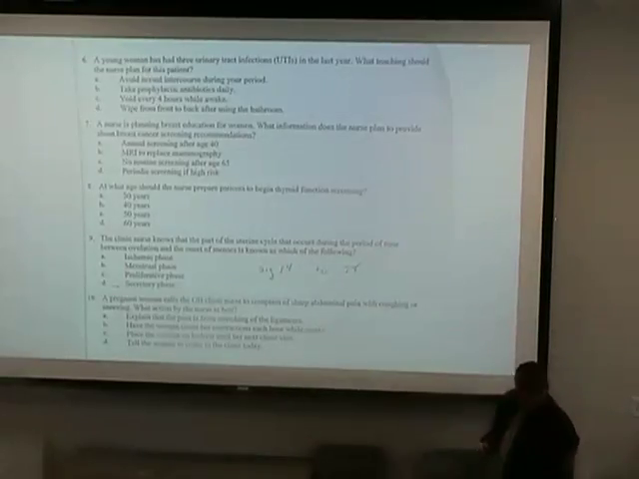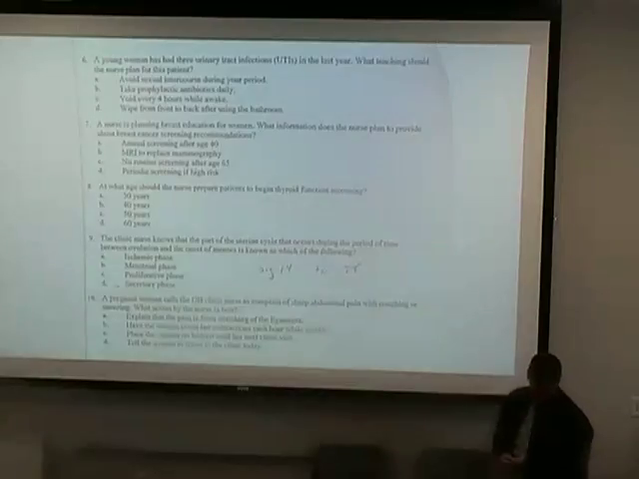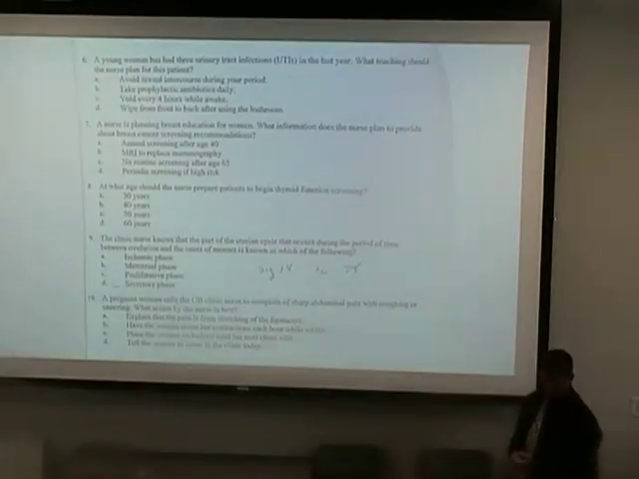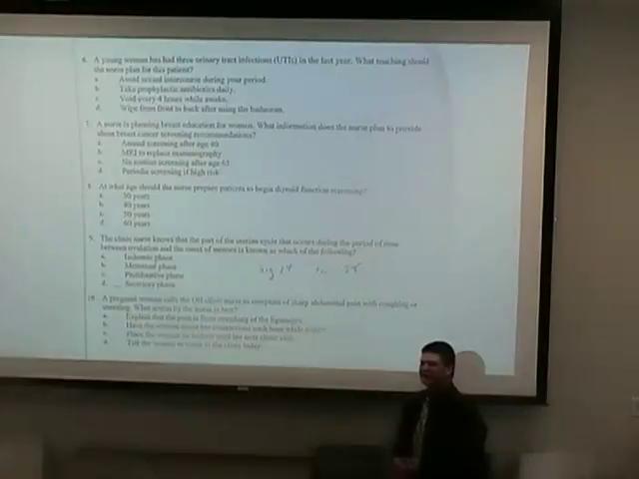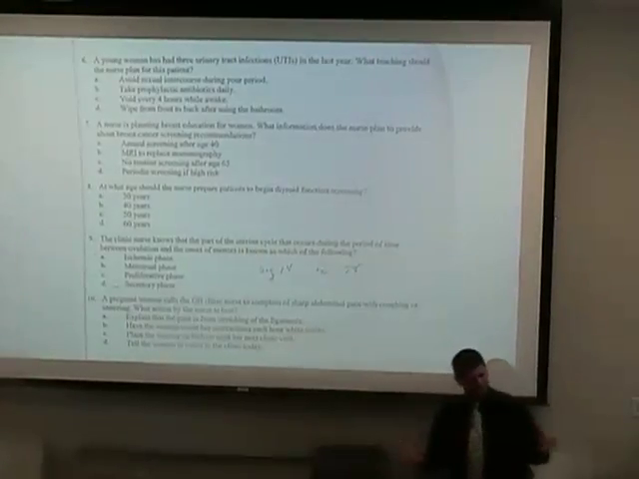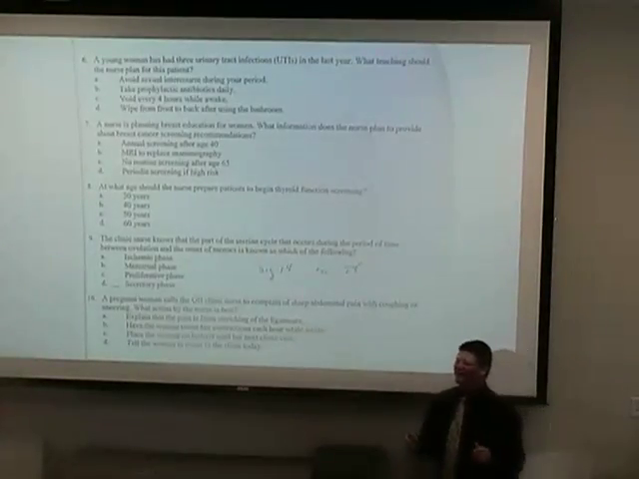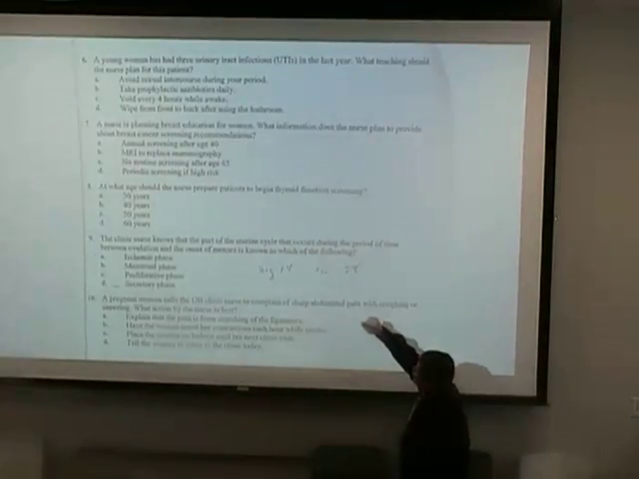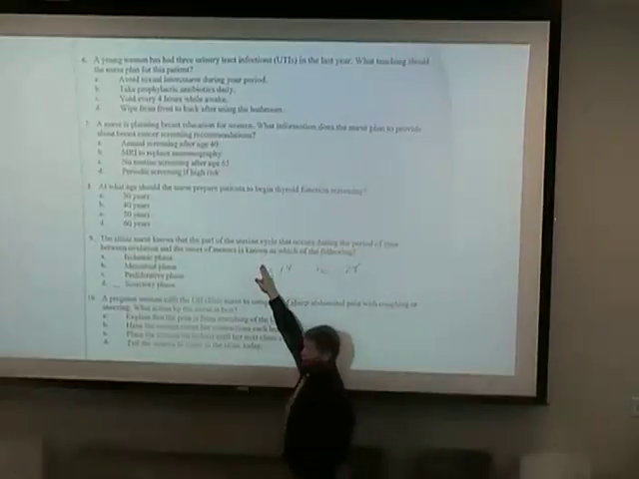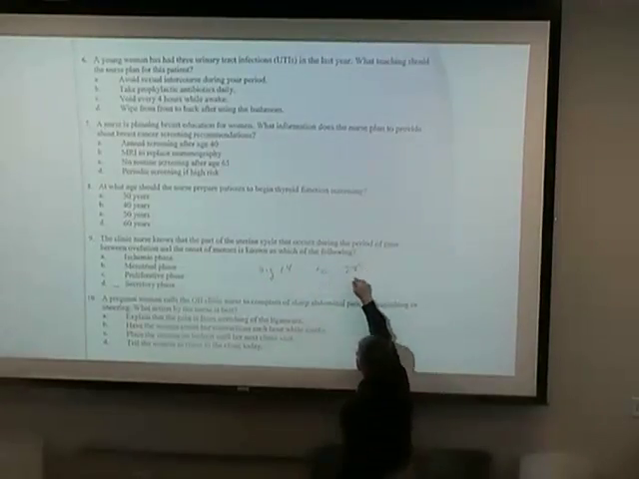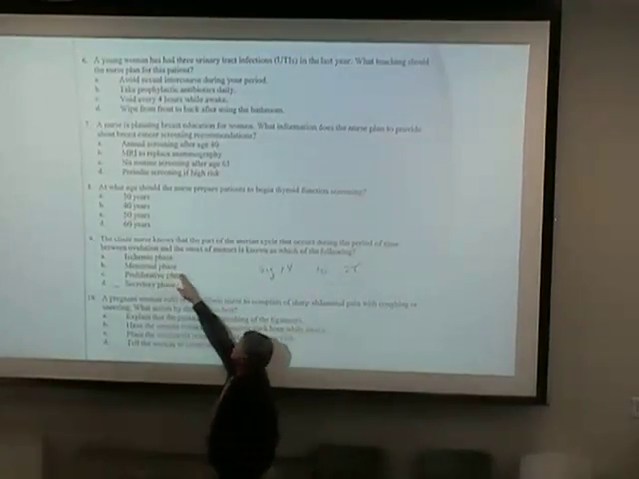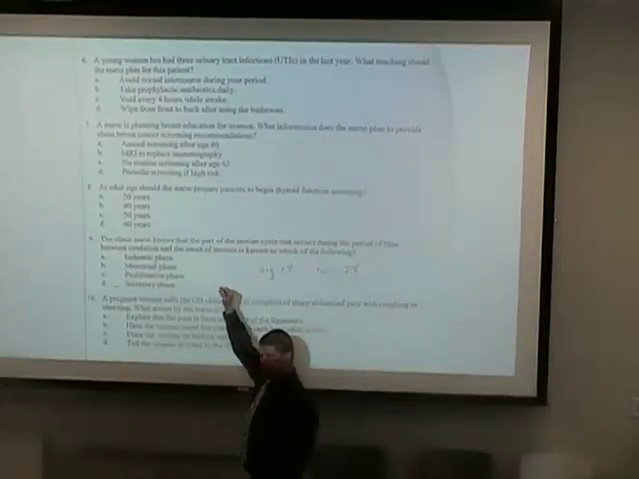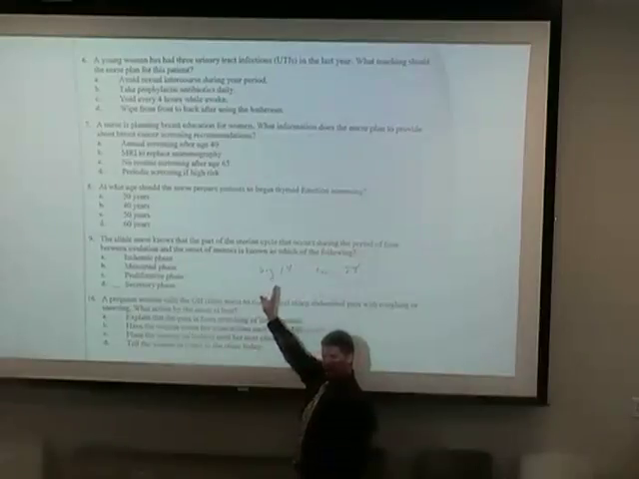Okay? The nurse knows what part of the uterine cycle that occurs during the period of time between ovulation and the onset of menses is known as which part? So a lot of people got confused by this. So it's important to understand what the question said. In the uterine cycle, what is the part between ovulation and onset of menses? So from day 15 to day 27 is what cycle?